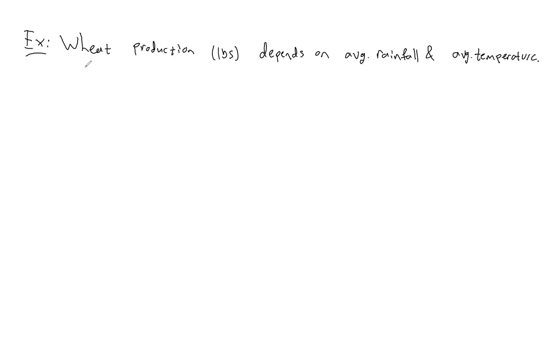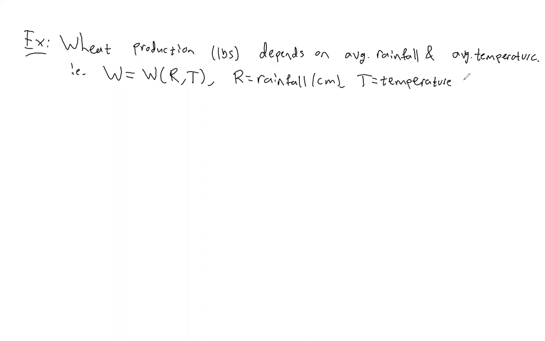So in other words, what that means is that the wheat production, which I'm calling W, is some function of rainfall and temperature. So R equals rainfall, which is in centimeters, and T is temperature, which we'll say is in degrees Celsius.